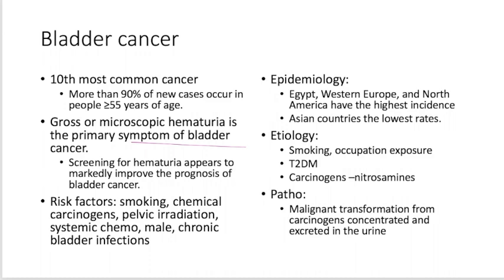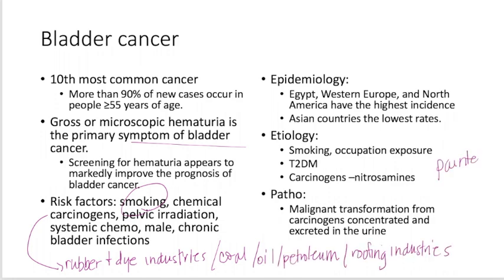Smoking is one of the highest risk factors that is preventable. Carcinogen exposure, pelvic irradiation, systemic chemo, higher risk for male, and then chronic bladder infections. Other chemical carcinogens that put at risk for this have to do with the rubber and dye industries, also coal, oil, petroleum, roofing industries, painters, and hairdressers would be an occupational risk.